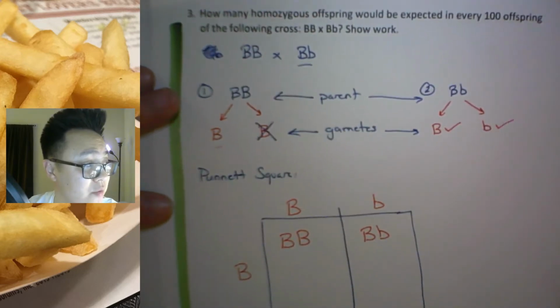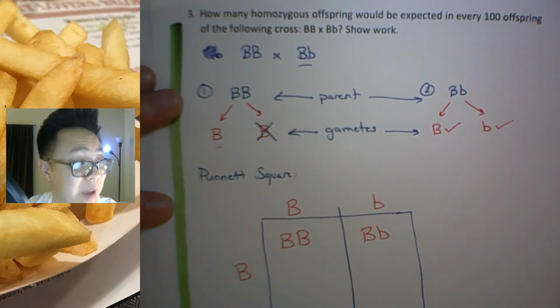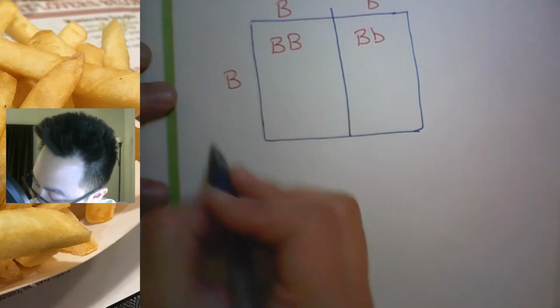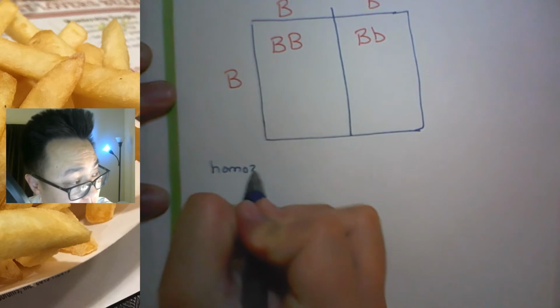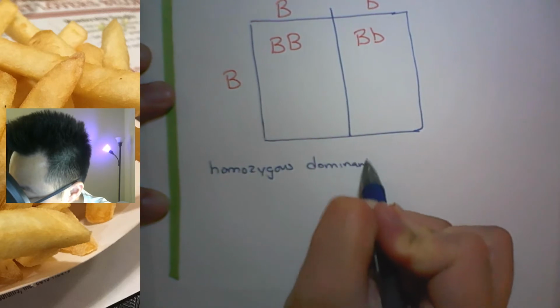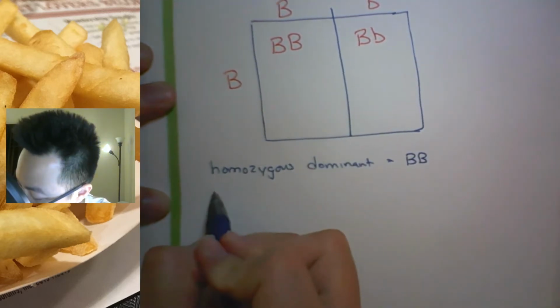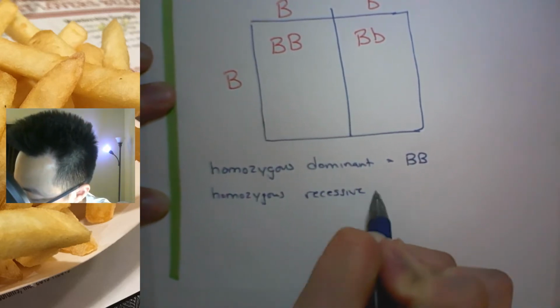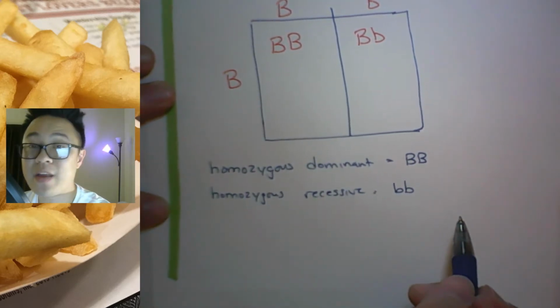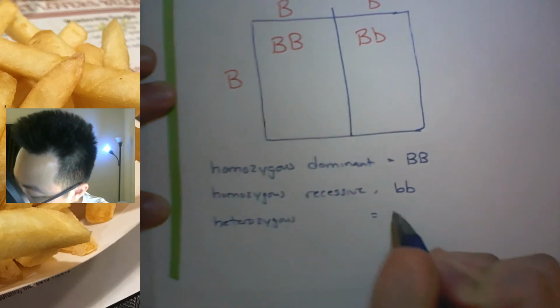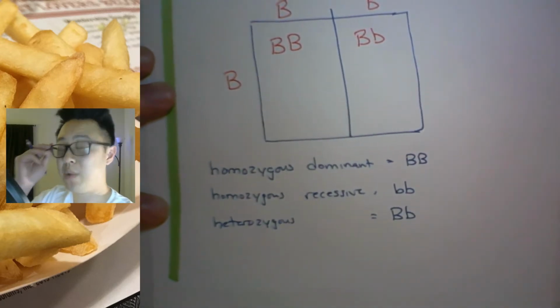Okay, the problem asks that for every 100 offspring, how many of them are expected to be homozygous? Just to refresh your memory, homozygous dominant in this case would be big B. Homozygous recessive would be little b. And then heterozygous would be big B, little b. Always capital letters come first.